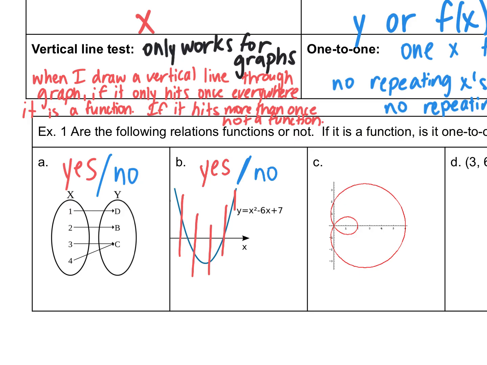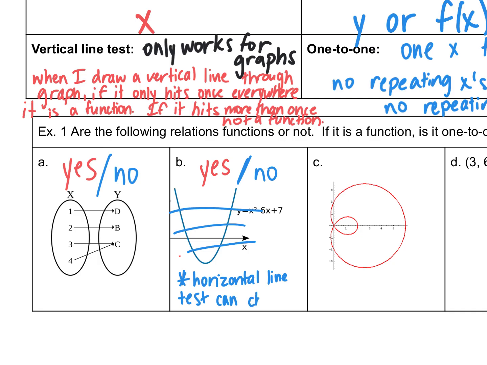Do you think there's a line test we could make up for finding out if it's one-to-one then? Ooh, we just made that up. Look at us, mathematicians in this room. If I do a horizontal line test on it, because it passed the vertical line test, that means it's okay to check for one-to-one. It does not pass the horizontal line test, so this would definitely not be one-to-one. Yes, it's a function. No, it's not one-to-one. I'm going to write down here: horizontal line test can check for one-to-one.